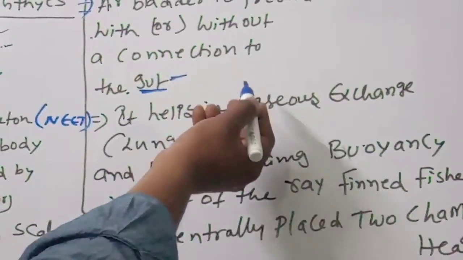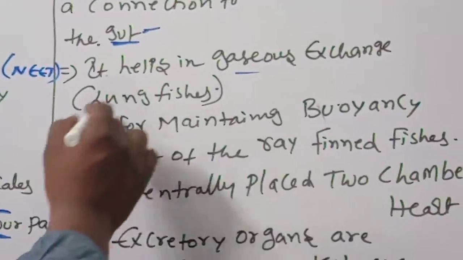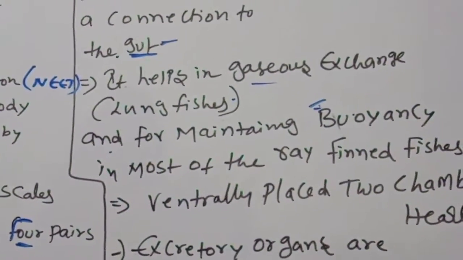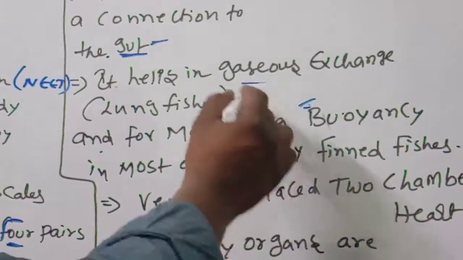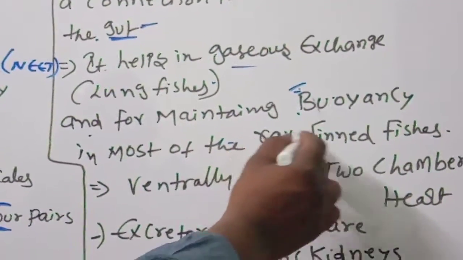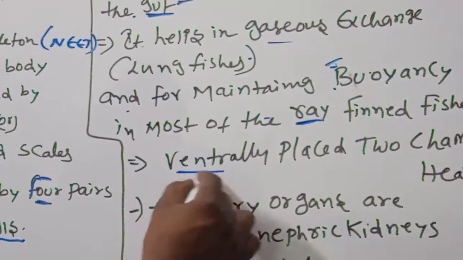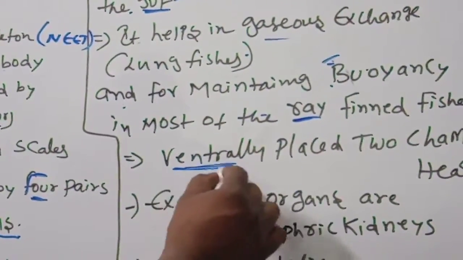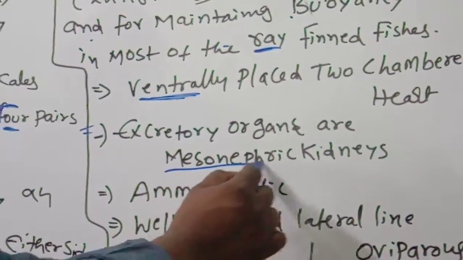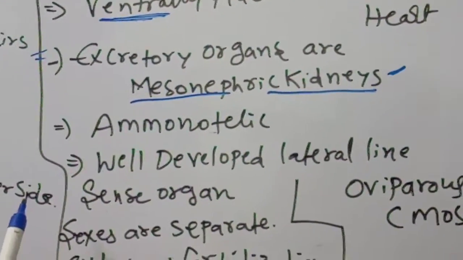What is the use of the air bladder? It helps in gaseous exchange in lung fishes, and for maintaining balance and buoyancy in most ray-finned fishes. Maintaining buoyancy in which fishes? Ray-finned fishes. They have a ventrally placed, not dorsally, two-chambered heart. The excretory organs are mesonephric kidneys, present in Osteichthyes.